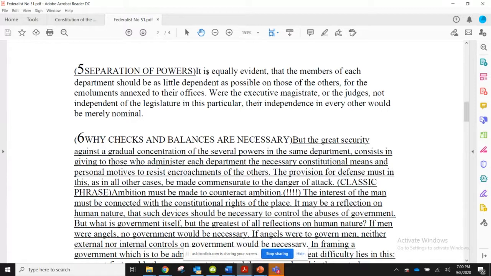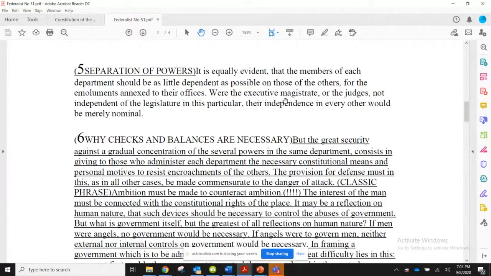And the judicial branch remains independent because their paychecks are guaranteed because they have a job for life, thereby allowing the Supreme Court to be supposedly freed from the ever-changing whims of the electorate and the American people, right? And so Madison explains, were the executive magistrate, the president, or the judges not independent of the legislature in this particular, then their independence in every other would be merely nominal. If you could pay a guy, then you could tell that guy what to do. So he says that, if they're not financially independent, then they would have no independence at all.